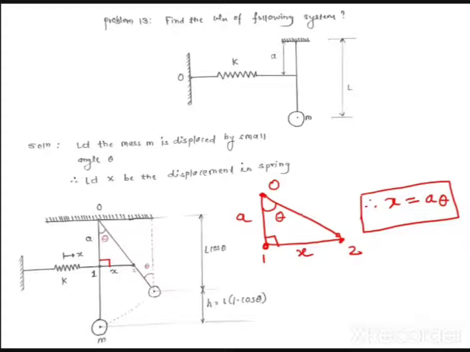Okay, right? And then you know that this is theta. This is L cos theta, then there will be L sin theta, this distance. This distance will be L cos theta, right? So h is equal to L into 1 minus cos theta. So this is how you have to start the problems. So I have started.